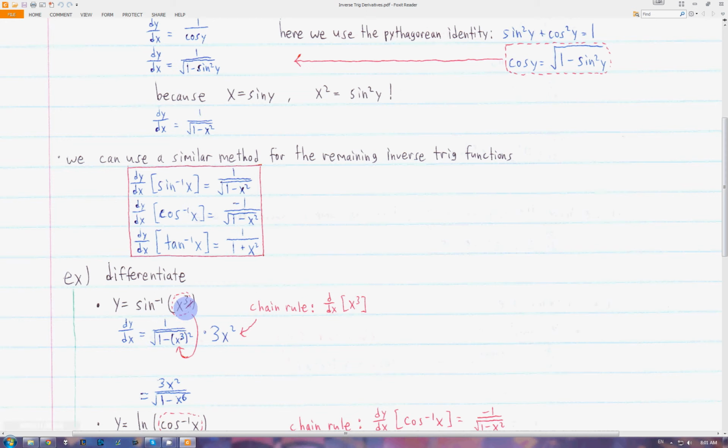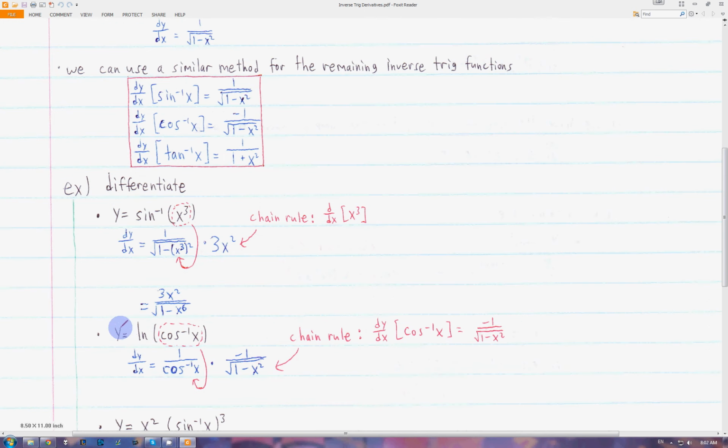So we take this something on the inside, which is x cubed, and we plug it into this spot over here. So first we have 1 over the square root of 1 minus, and then x cubed squared, and then from the chain rule we have to differentiate this inside something, which is 3x squared. So then we can simplify this, since x cubed squared is just x to the 6th.